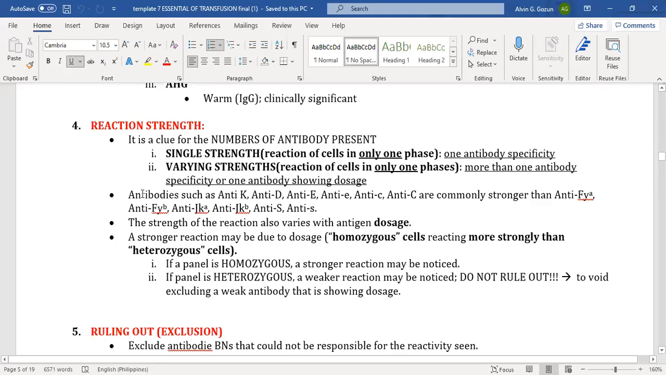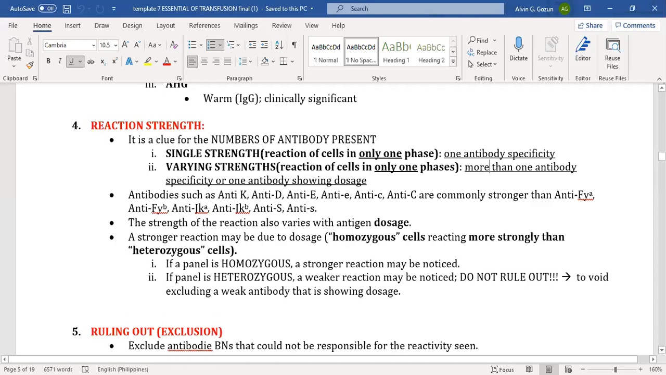So sabi dito, antibodies such as anti-K, anti-D, small c, and big C are commonly stronger than anti-Duffy A, Duffy B, Kidd A, Kidd B, anti-big S, and anti-small s. So the strength of the reaction also varies with antigen dosage. So sabi dito, a stronger reaction may be due to dosage. Homozygous cells reacting more strongly than heterozygous cells.